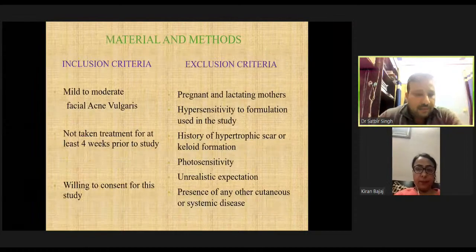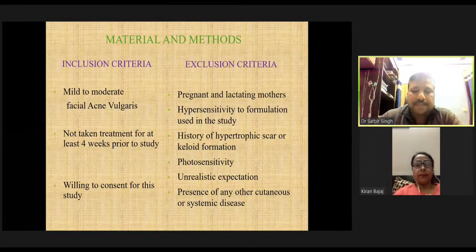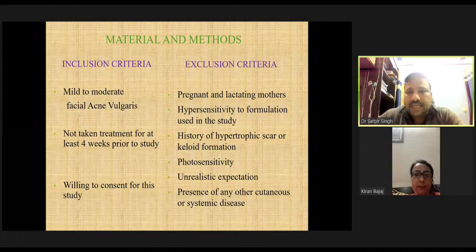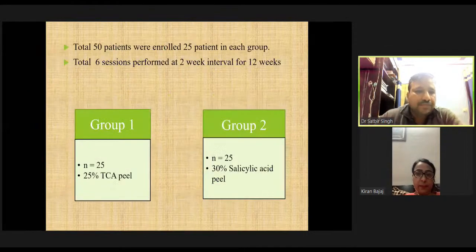Inclusion criteria: patients with mild to moderate facial acne vulgaris, who have taken no treatment for at least 4 weeks prior to the study, and are willing to consent for this study. Pregnant and lactating mothers are excluded. Those hypersensitive to formulations used in the study are excluded. Patients with a history of hypertrophic scar and keloid formation, photosensitivity, and any other cutaneous and systemic disease are excluded from the study.